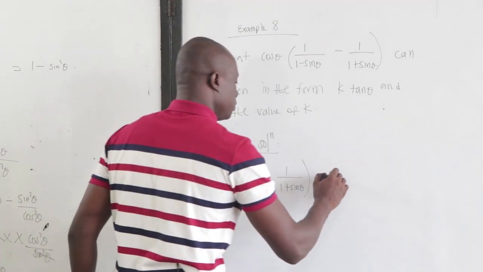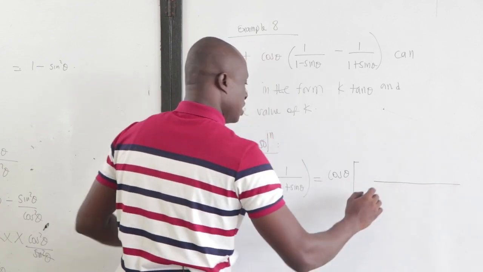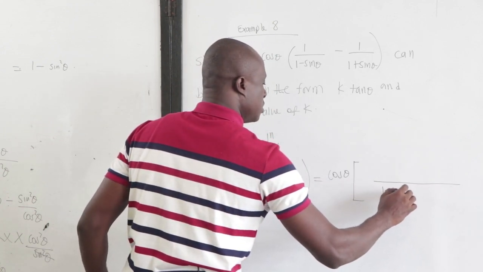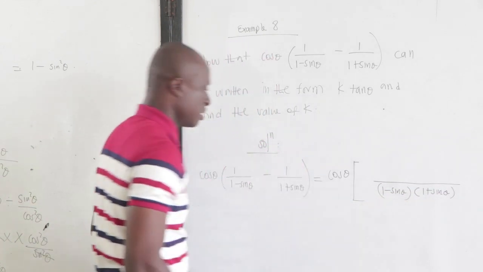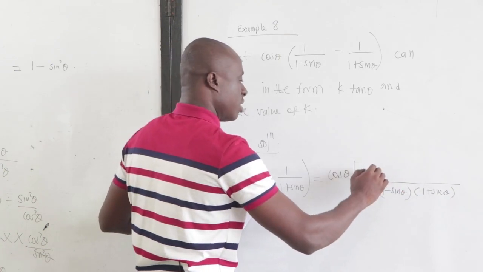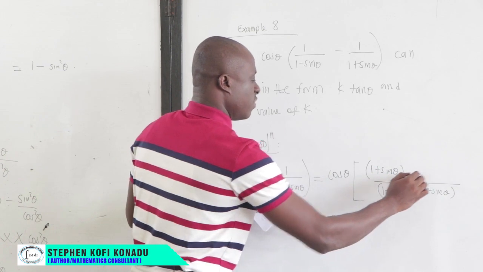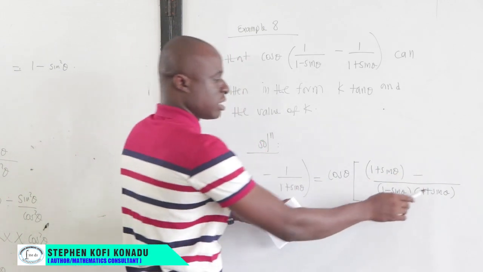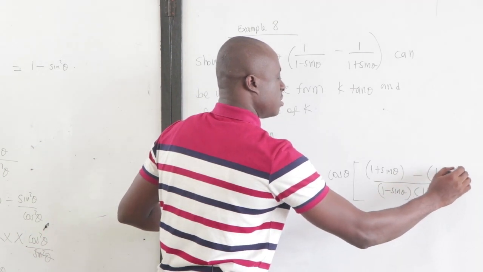So we have cos theta. Now let's see the bracket. What is the LCM? 1 minus sine theta, 1 plus sine theta. Clearly 1 minus sine theta will cancel 1 minus sine theta. What is left? 1 plus sine theta. So we have 1 plus sine theta. What do you have here? Minus, 1 plus sine theta will cancel 1 plus sine theta. What is left? 1 minus sine theta. So we have 1 minus sine theta.